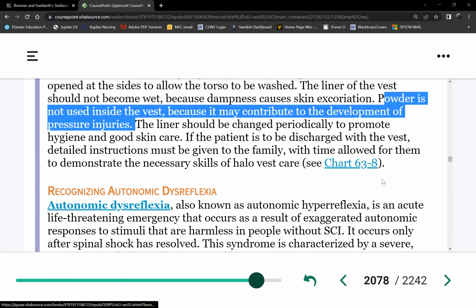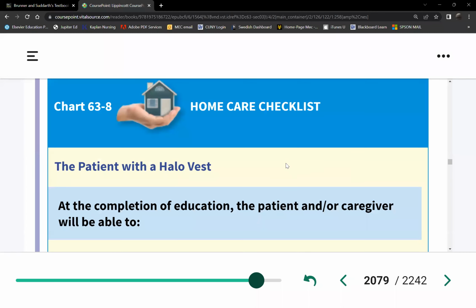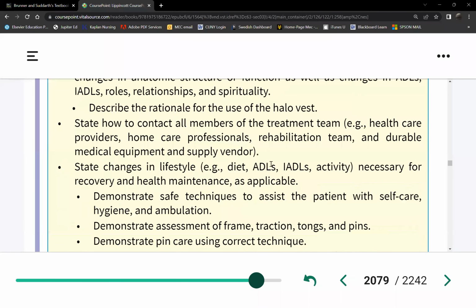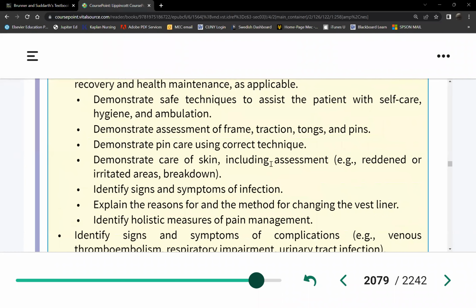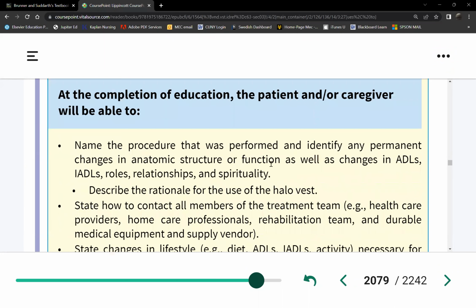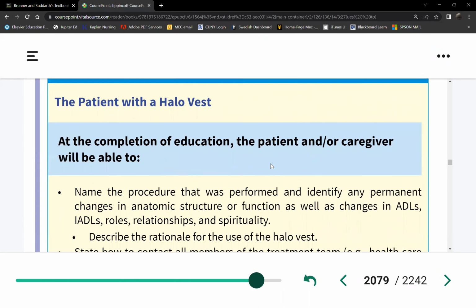We have an entire chart. Let me go to the chart and then I'll go back to autonomic dysreflexia. Okay, so here you go. The chart 63-8, page 2079.